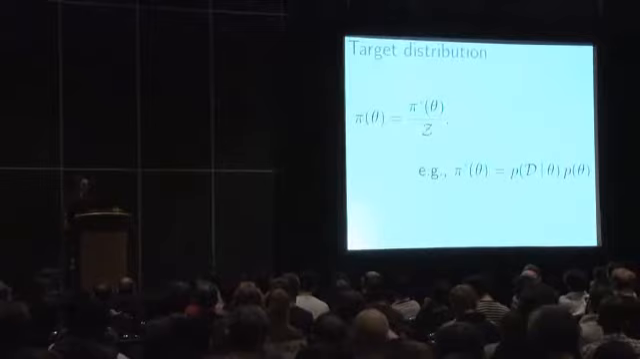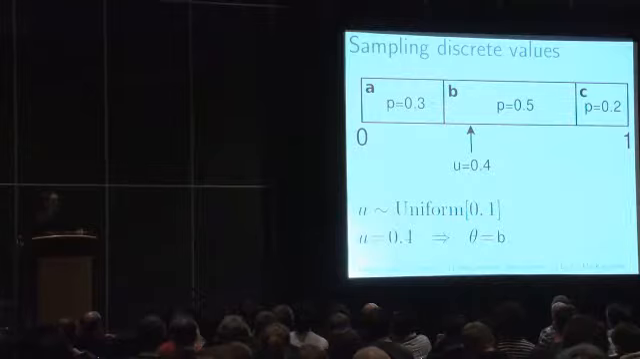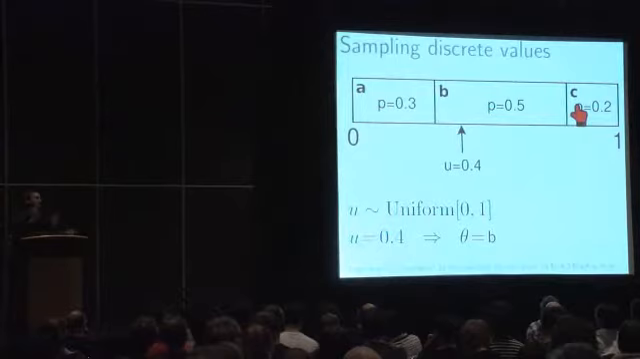Okay. So the first standard distribution that's really easy to sample from is an arbitrary discrete distribution. So this is something that I do write code for because it's usually one line. If I have here a discrete distribution over three values, theta can be A, B, or C, then you create a stick of length equal to the probability of that value.